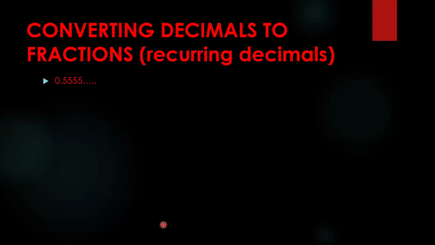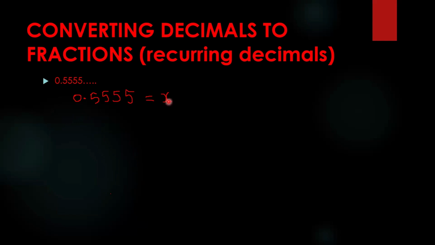Now let's take a look at how we convert a recurring decimal to a fraction. This is a recurring decimal: 0.5555. We want to convert it to a fraction. Now this is going to be slightly different. We're going to write our 0.5555 as an equation. So 0.5555, let us represent it with the value x.